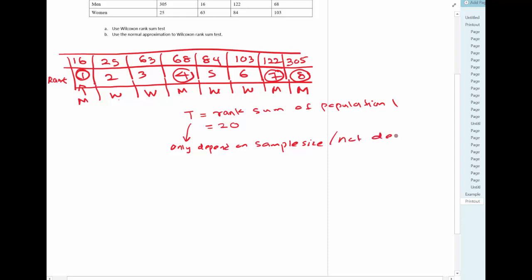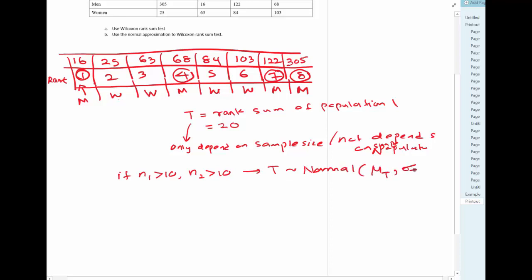So the idea is, if samples are large enough, then the test statistic itself is normally distributed, even though the populations are not. So if n1 is more than 10, that's the condition, and n2 is more than 10, then the test statistic is normally distributed with some mean and variance.